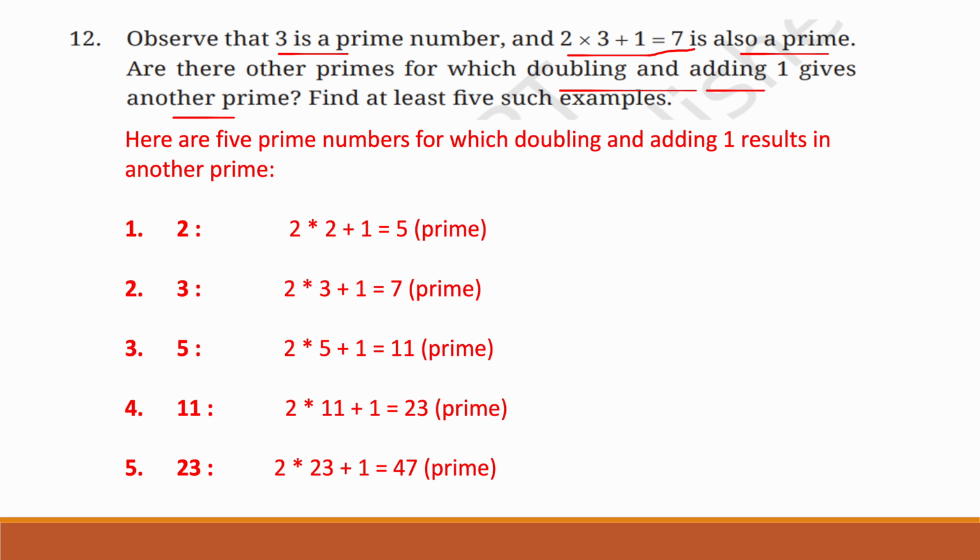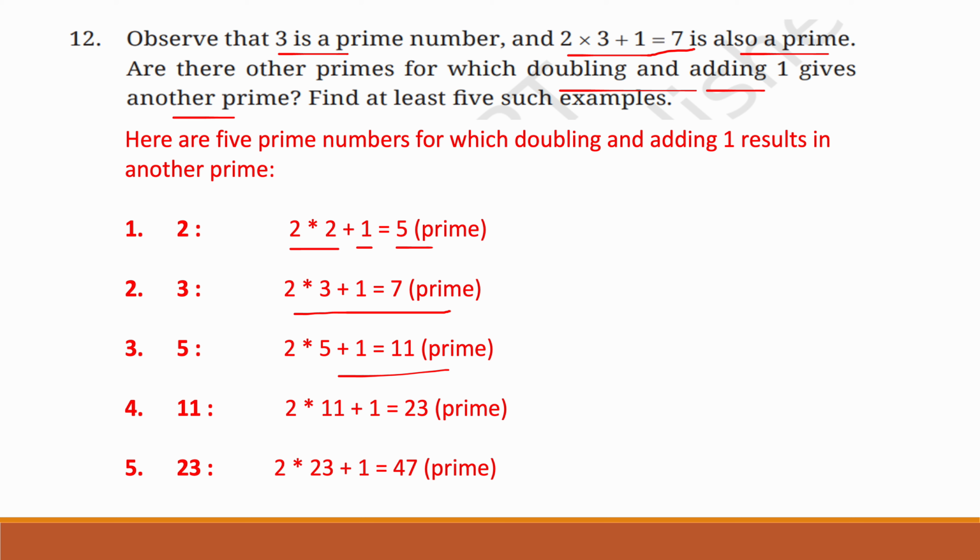See, here are 5 prime numbers for which doubling and adding 1 results in another prime. 2. 2 into 2 is 4. 4 plus 1 is equal to 5. 5 is a prime number. Then 3 is a prime number. 2 into 3, 6 plus 1 is equal to 7, also a prime number. Then 5. 2 into 5 plus 1 is equal to 11. It is a prime number.